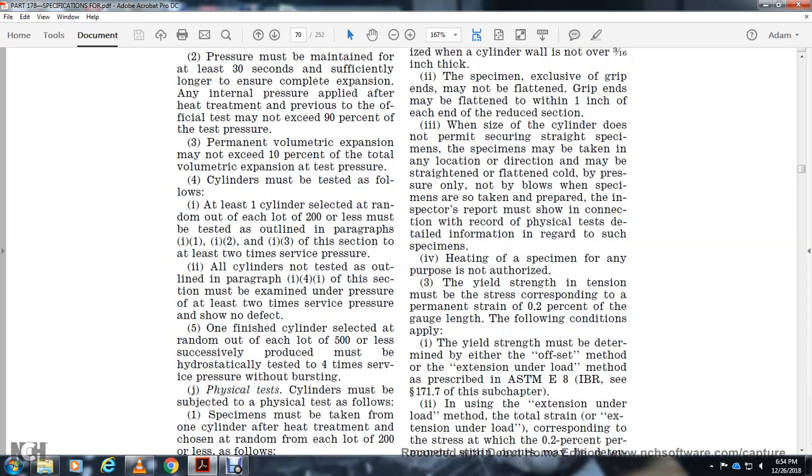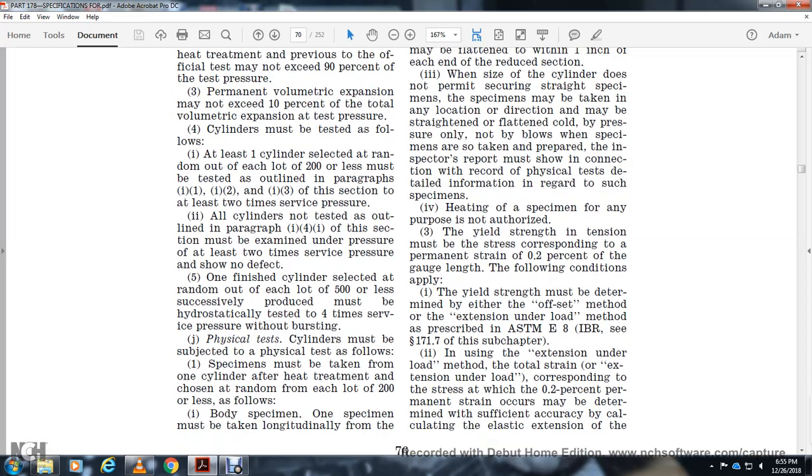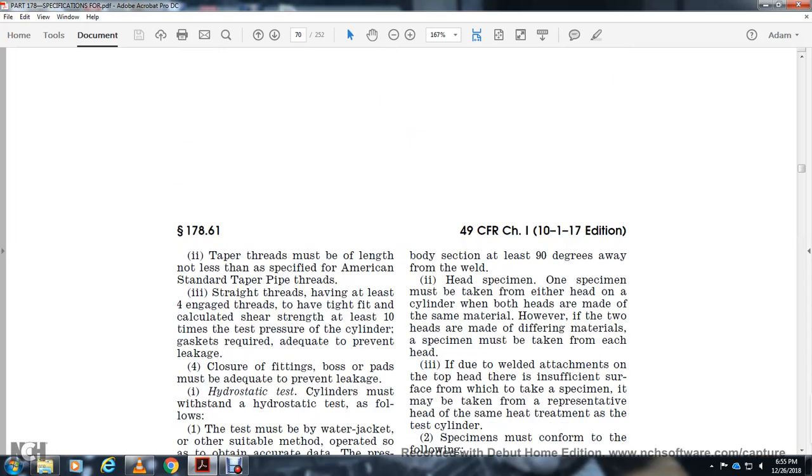Physical test. The cylinder must be subjected to the physical test. The following specimens must be taken from one cylinder after heat treatment, selected at random from each lot of 200 or less. For the body specimen, one specimen must be taken longitudinally from the body of the section at least 90 degrees away from the weld of the heat specimen. One specimen must be taken from either head of the cylinder if both heads are of the same material. However, if the 2 heads are made of differing material, a specimen must be taken from each head, the attachment at the top of the head.